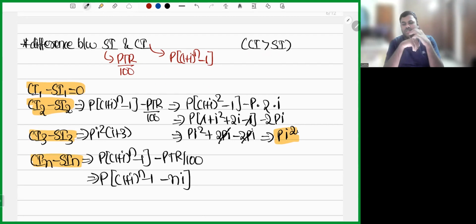So simply, my dear friends, the difference between SI and CI for the first year is going to be 0. For first 2 years, PI square. For first 3 years, PI square into (I plus 3). For more than 3 years, P into (1 plus I) whole power n minus 1, minus n into I. The most frequently asked question, I don't know why that fellow likes this question so much. He might be a fan of these questions.